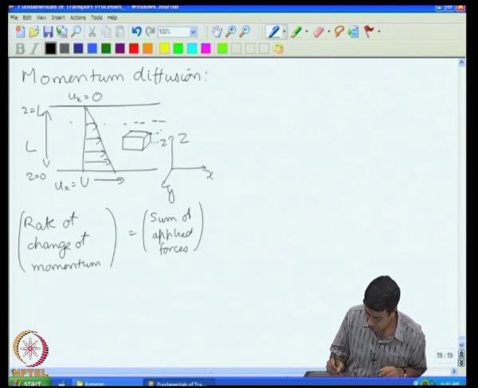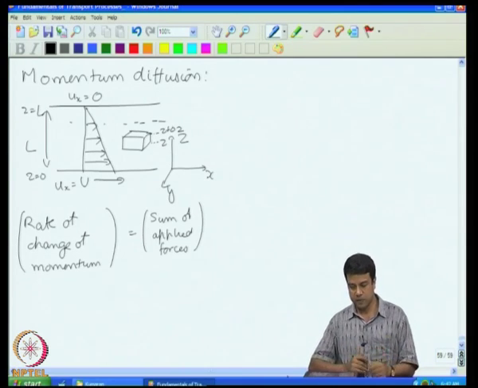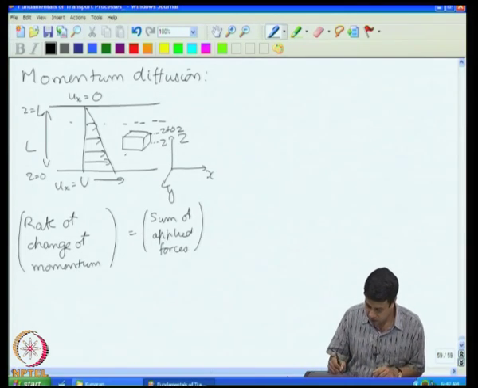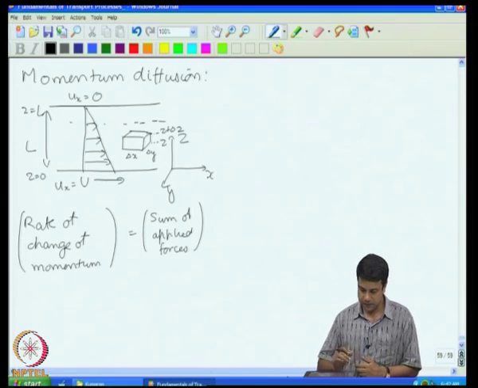This is z plus delta z. So, the differential volume is bounded by z and z plus delta z, and then along the x and y directions, the intervals are delta x and delta y. So, this is the configuration that we are considering.